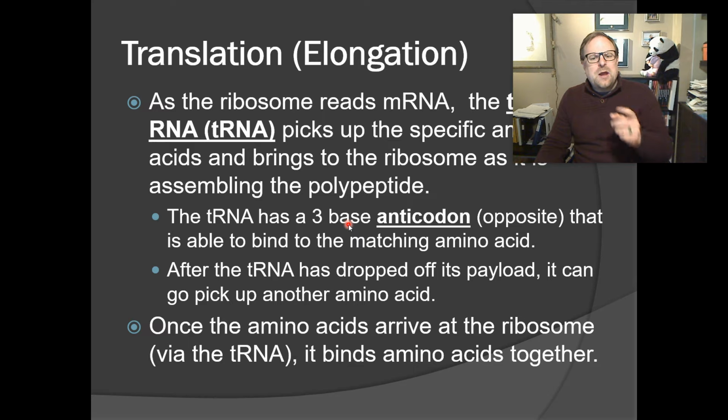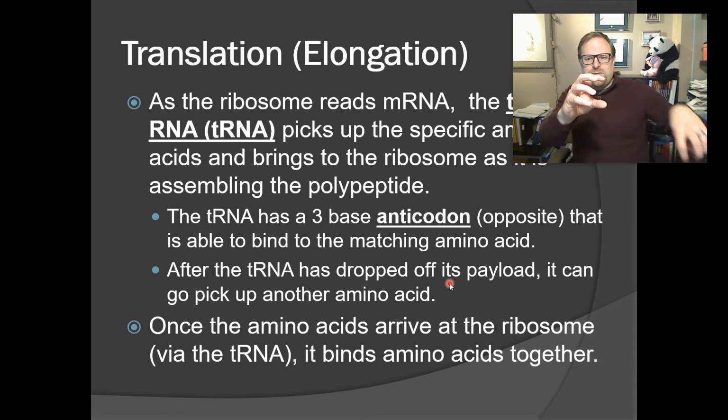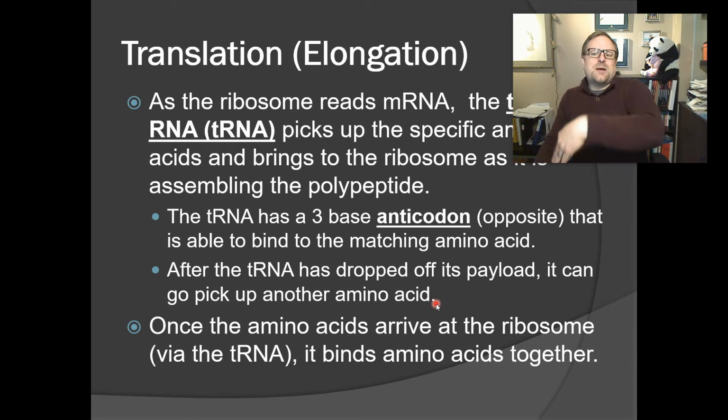So the tRNA has a 3-base anticodon, the opposite codon to what the mRNA has, that binds to a particular amino acid. After the tRNA has dropped off its amino acid at the matching anticodon, it goes and picks up that same amino acid again. Once the amino acids have arrived at the ribosome via the tRNA, the ribosome binds them together. It creates a little peptide bond between one amino acid and the next one. It's just going to keep building a chain.